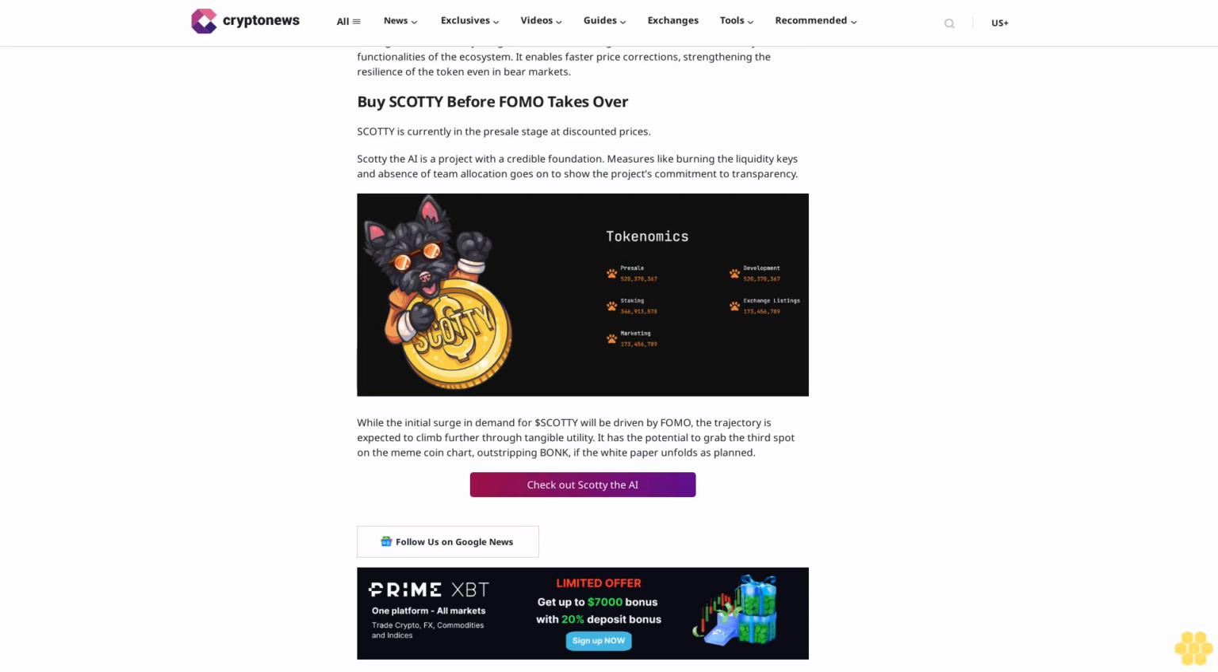Buy Scotty before FOMO takes over. Scotty is currently in the presale stage at discounted prices. Scotty the AI is a project with a credible foundation. Measures like burning the liquidity keys and absence of team allocation go to show the project's commitment to transparency. While the initial surge in demand for $SCOTTY will be driven by FOMO, the trajectory is expected to climb further through tangible utility. It has the potential to grab the third spot on the meme coin chart, outstripping Bonk, if the white paper unfolds as planned.